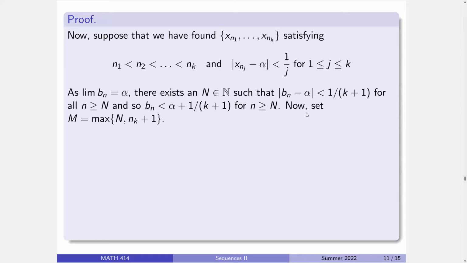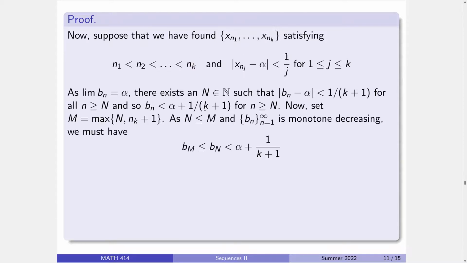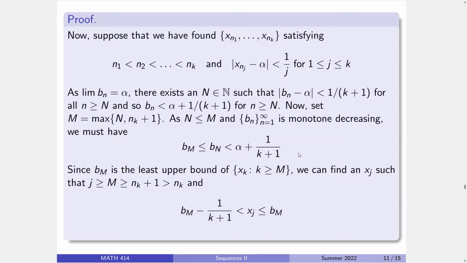Alright, so now what? Now we will set m to be the maximum of N and the maximum of n sub k plus 1. Note that's something strictly bigger than this. And again, we need to create a subsequence, so I need the strict increasing. Now, N is less than m, because m is the maximum of N in this thing. And this is monotone decreasing, remember. So that means b sub m is less than or equal to b sub N, and b sub N we chose so we had less than this.